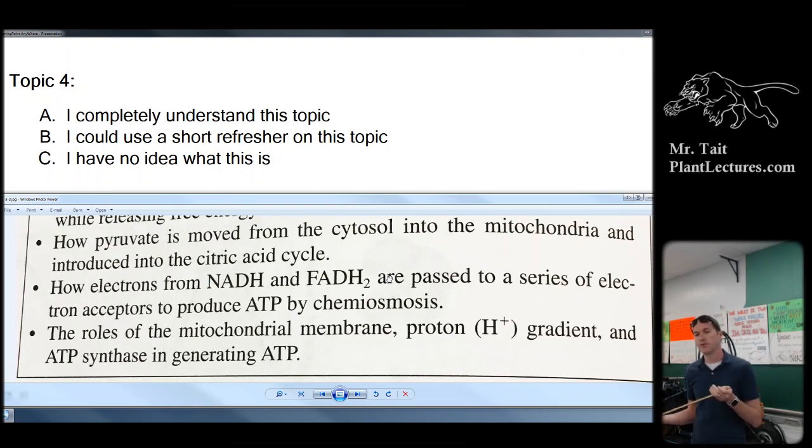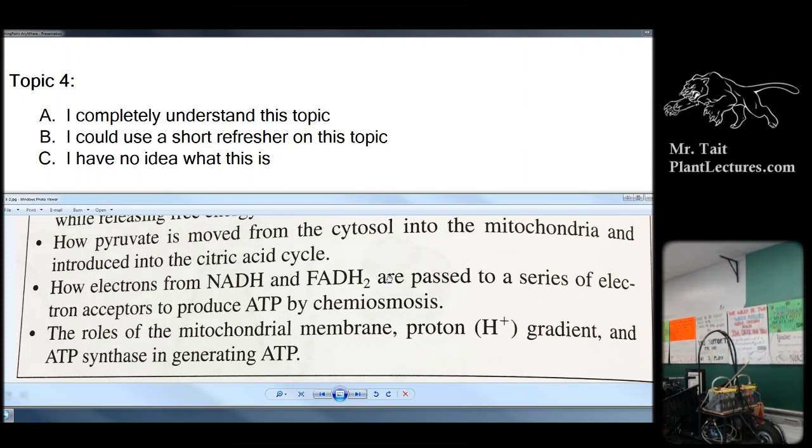Lots of never even heard of this. And that's fine because we didn't use these terms very often. So let's start with this one, cytosol. We didn't really talk much about cytosol in here because the term that we use is cytoplasm.